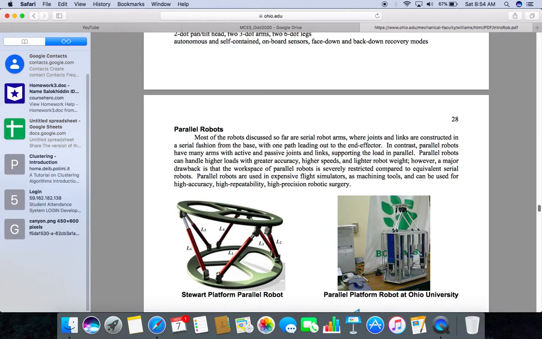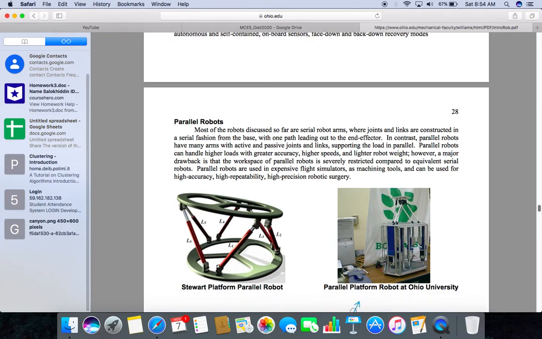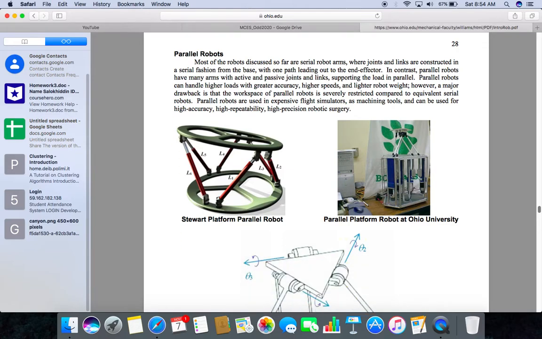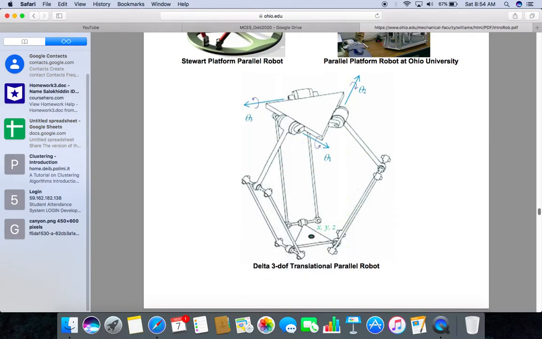Parallel robots are used in expensive flight simulators, as mechanical machining tools, and can be used for high accuracy, high repeatability, high precision robotic surgery. Stewart platform parallel robot, and on the right side, parallel platform robot at Ohio University. Delta 3 DOF translational parallel robot.